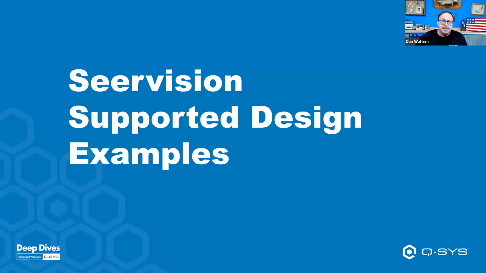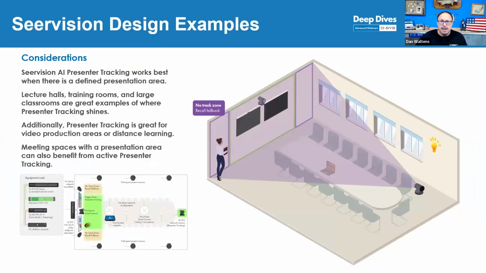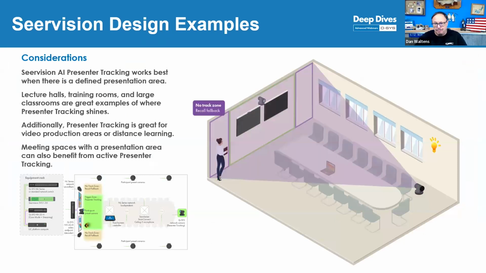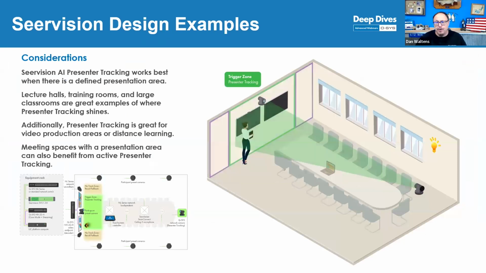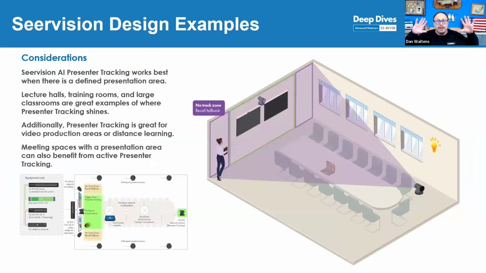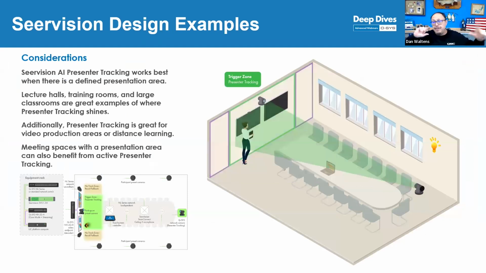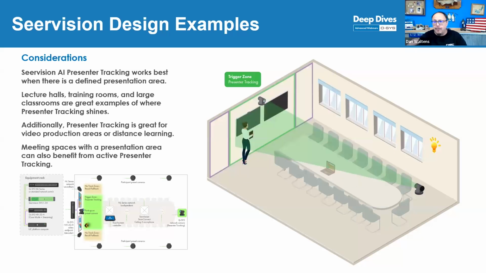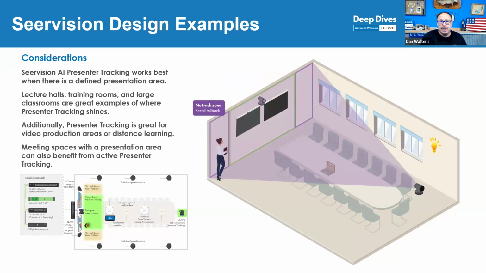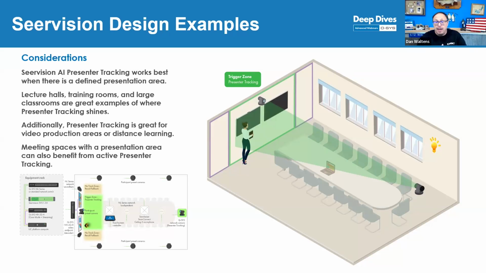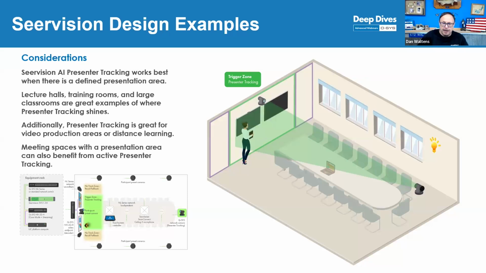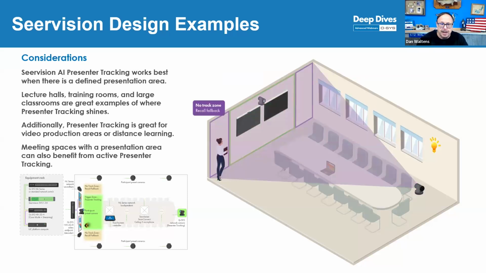So, considerations: the Seervision AI presenter tracking works best when there's a defined presentation area. Lecture halls, training rooms, large classrooms are great examples where presenter tracking really shines. What you won't see is us using this to track who's talking at a conference table, right? It's for people that are presenting. If you have a conference room where people often present to the far end from the front of the room, this may be a good solution, but definitely you're going to see it in lecture halls, training rooms, classrooms. That's where it really shines.